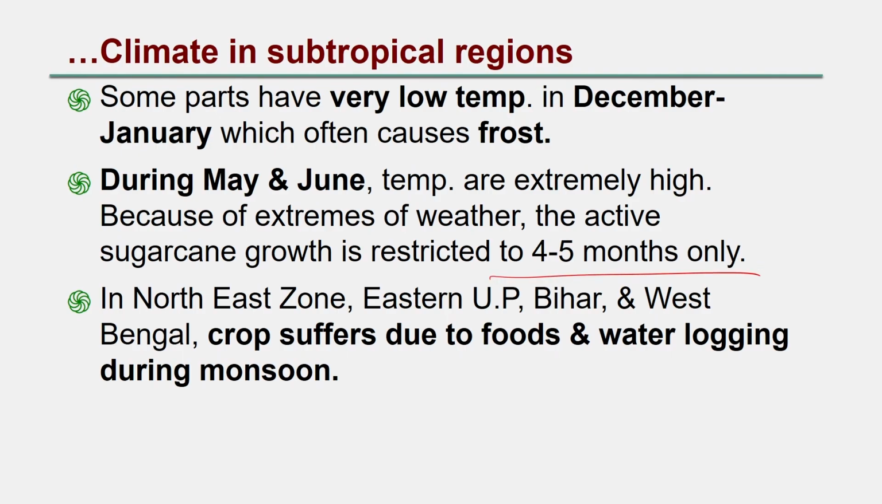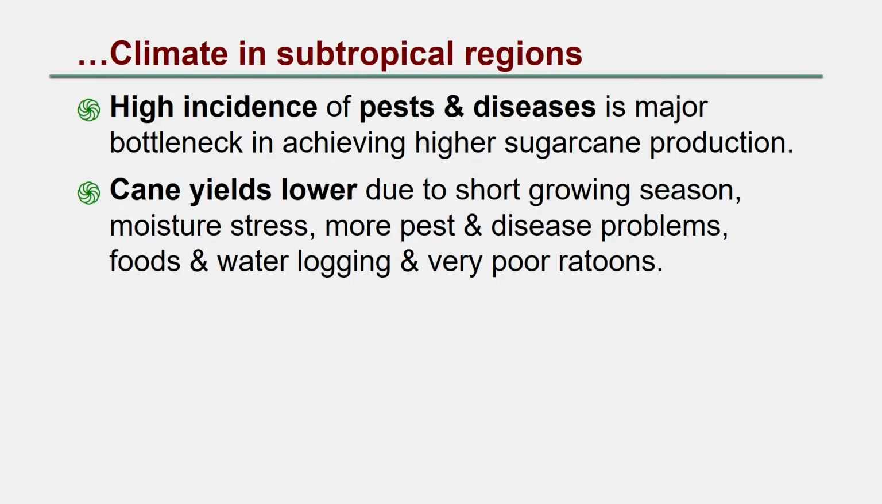In northeast zone, East UP, Bihar and West Bengal, crop suffers due to floods also and waterlogging during monsoon season. It can also adversely affect the growth, yield and quality of sugarcane. High incidence of pests and diseases is major bottleneck in achieving high sugar production in subtropical belts. Cane yields lower due to short growing season, moisture stress, more pest and disease problems, floods and water logging, and very poor ratoons.